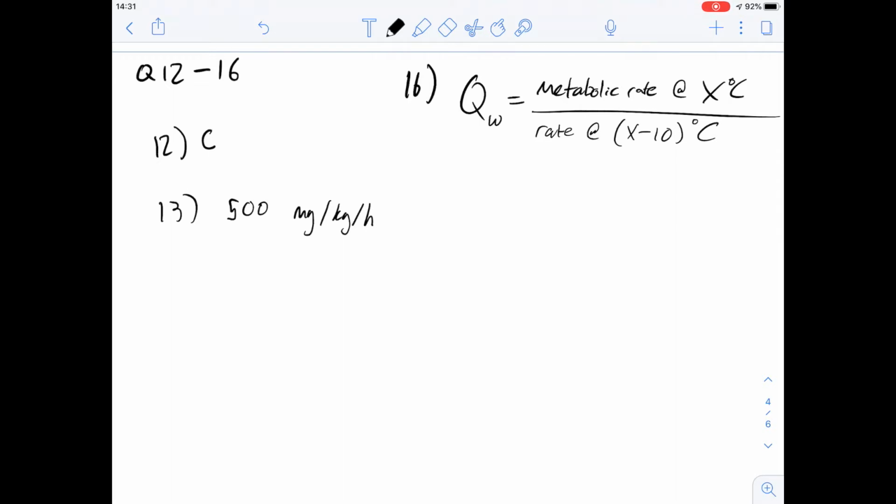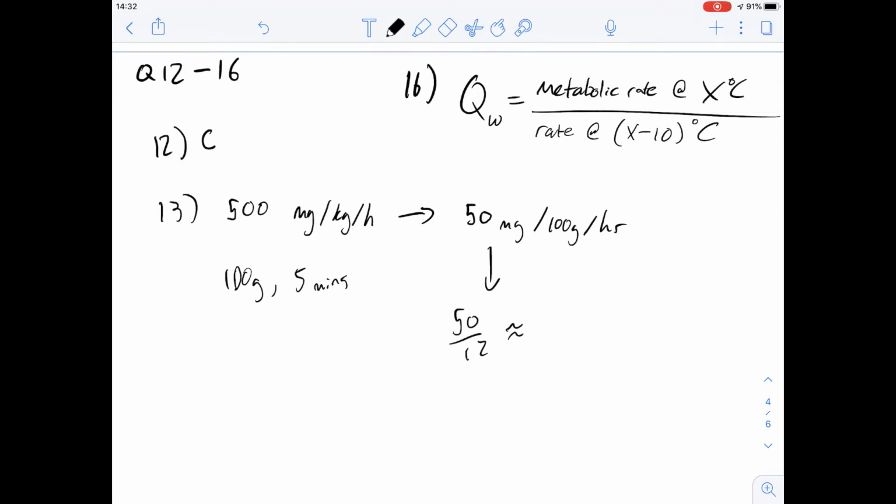And we know that we're dealing with a 100 gram fish for 5 minutes. So we could change this to 50 milligrams per 100 grams per hour if we divide it by 10. And then if we want it in 5 minutes, then we can divide by 12, because there's 12 lots of 5 minutes in an hour. So if we divide this by 12, we get 50 over 12, which is going to be roughly 4. And so the best estimate in this case is going to be B.